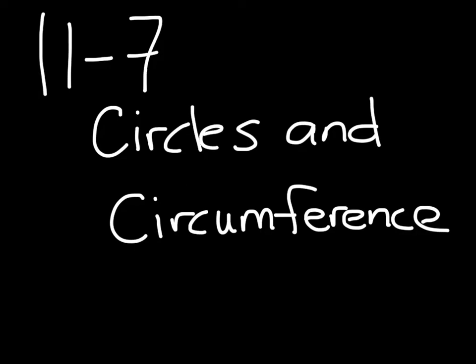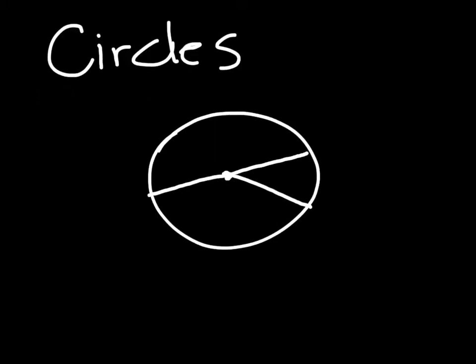Chapter 11, Lesson 7 on circles and circumference. Alright, so when we have a circle, a few things that we need to know about it is that usually we'll see a dot in the middle of the circle, and that is officially called the center of the circle. Usually it will be named with a letter, so it might be B, and then we would call this circle B.